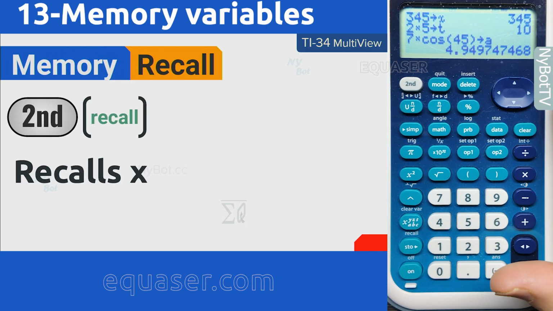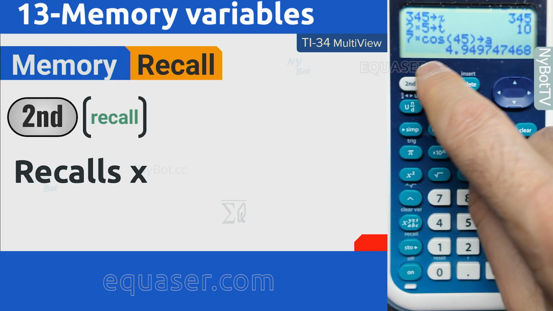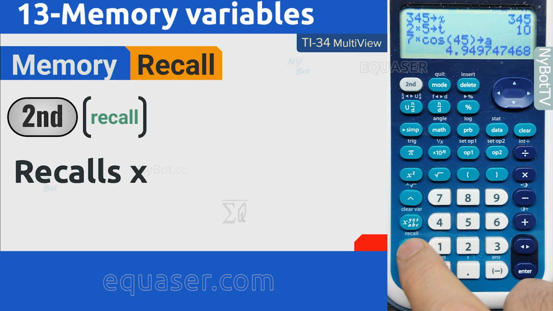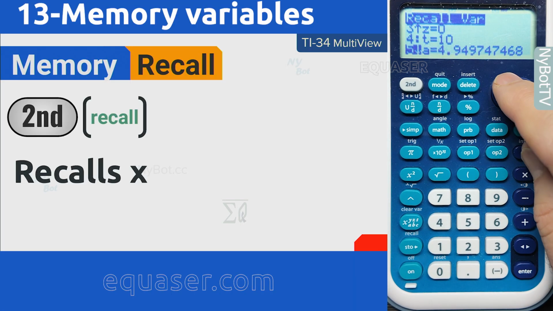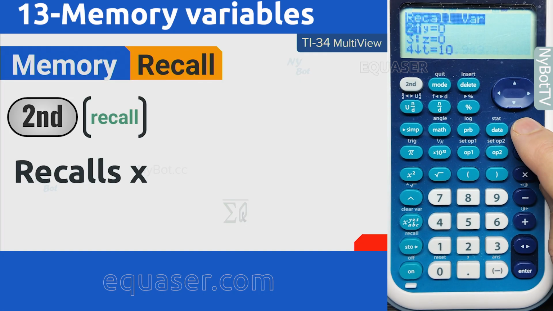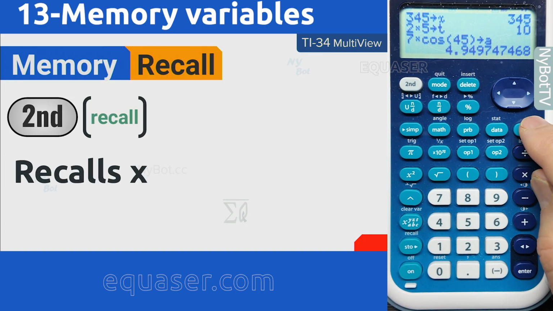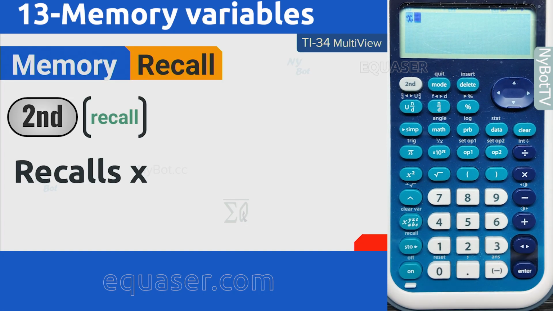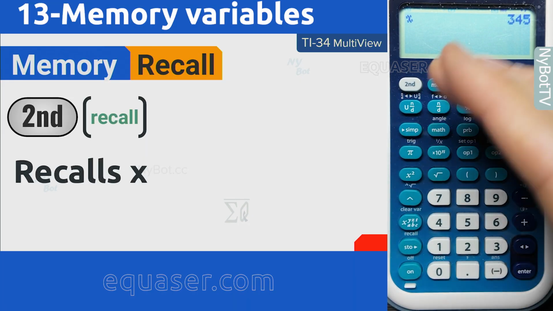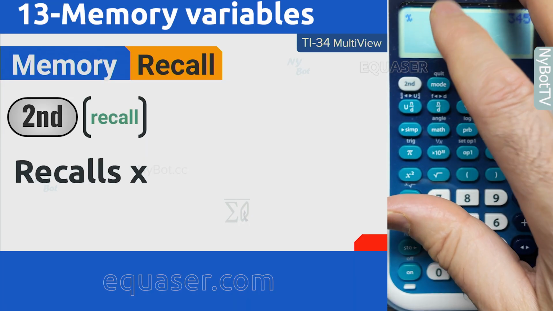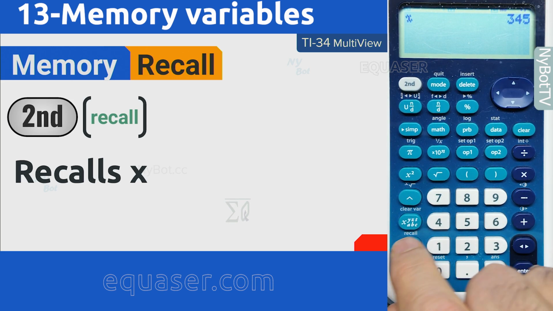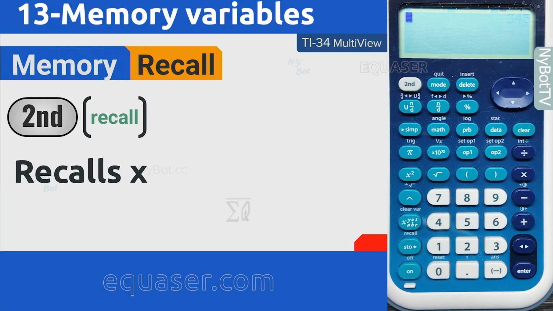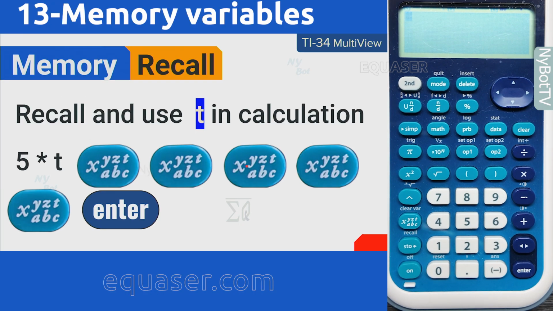To recall X, we press second function and recall. This one will give us all the values. One by one we can see them. But there is a shorter way. If I press all clear, just press this button X and enter, you get the value automatically. But you don't know the value for the other one, even for this one. So this will not give you a pre-understanding. But with the recall, you can see all the values prior to executing it.